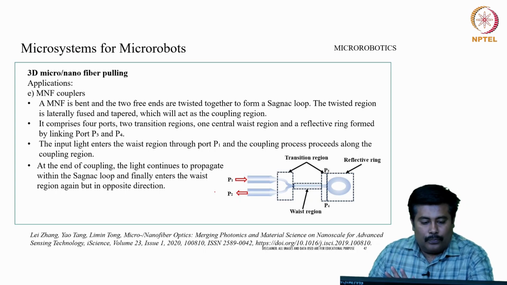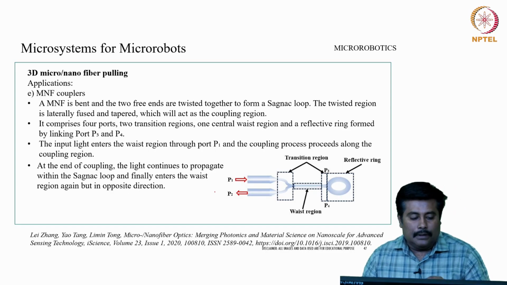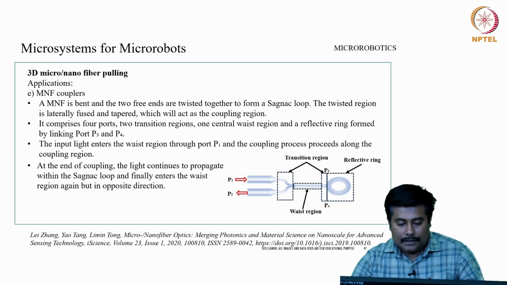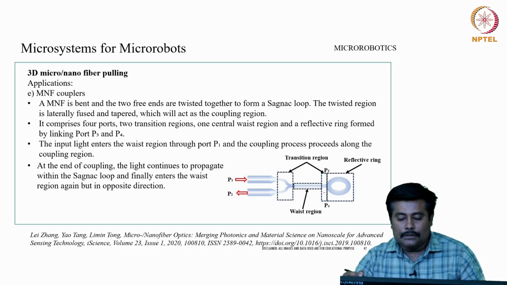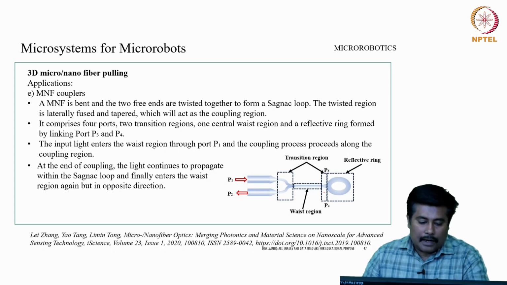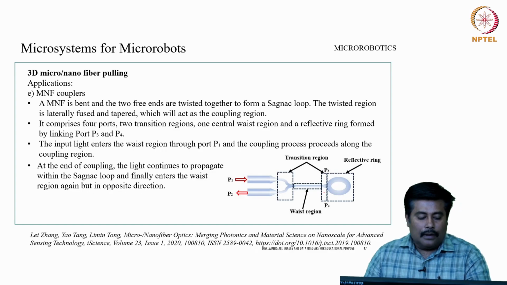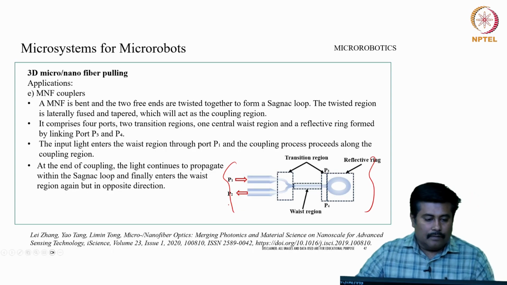It comprises 4 ports, two transition regions, one central waist region, and a reflective ring formed by linking port P3 and P4. The input light enters the waist region through the port P1 and the coupling process proceeds along the coupling region. At the end of the coupling, the light continues to propagate within the Sagnac loop and finally enters the waist region again, but in the opposite direction. So, this is how the system works.